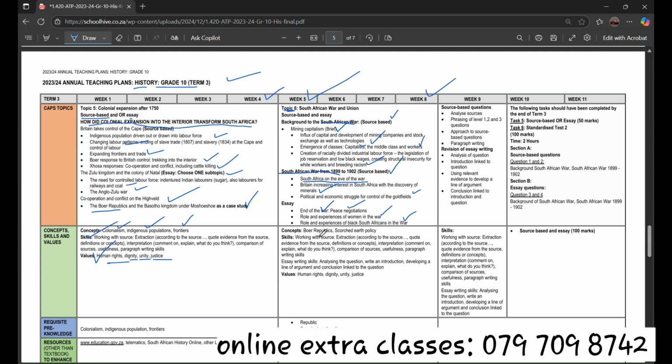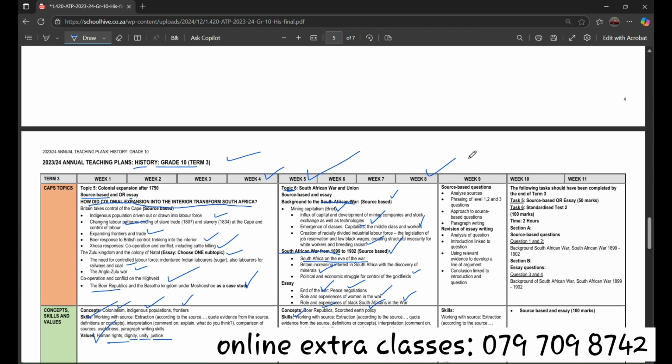Within the concepts, you're going to learn about the Boer republics and the scorched earth policy, the skills that are going to be provided, and the values that you're going to learn about.